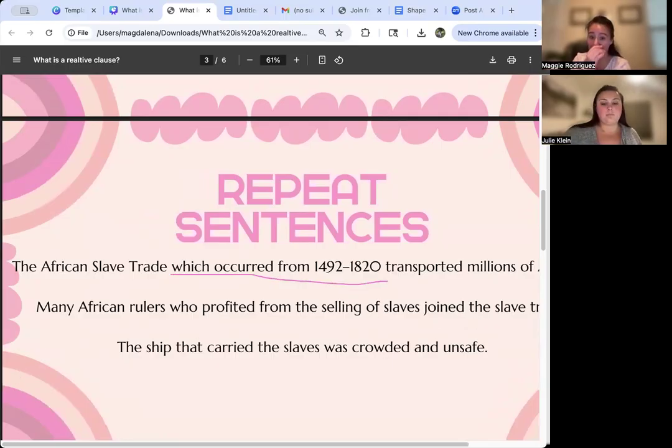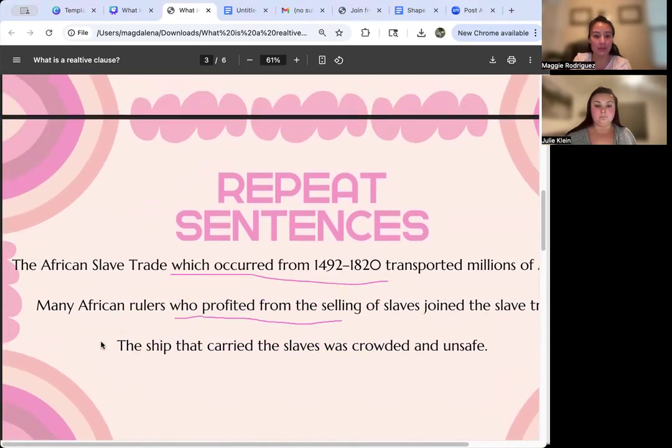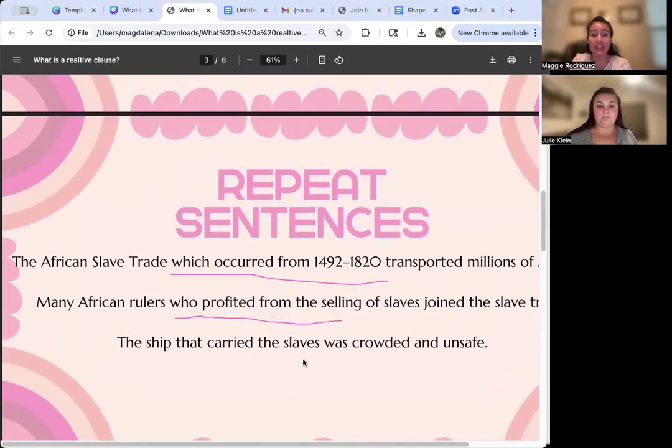Many African rulers who profited from the selling of slaves joined the slave trade. Many African rulers who profited from the selling of slaves joined the slave trade. That relative clause is going to be who profited from the selling of slaves. Very good. Now let's do the other one. The ship that carried the slaves was crowded and unsafe. The ship that carried the slaves was crowded and unsafe. The relative clause is that carried the slaves. That carried the slaves. Very good.